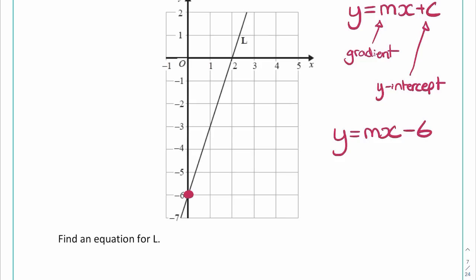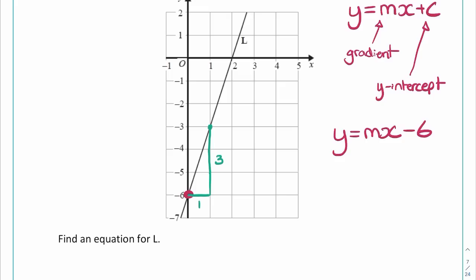The bit that requires a little bit more work, although not much, is just to figure out what the gradient is. So to find the gradient, just go from that y-intercept across by 1 square, make sure you only go across 1, and then have a look at how far up or down it is to get to the line. So to get to the line, I'd have to go up to there, and that would be a jump of 1, 2, 3. So that is up by 3. If it was going down, we would put -3.